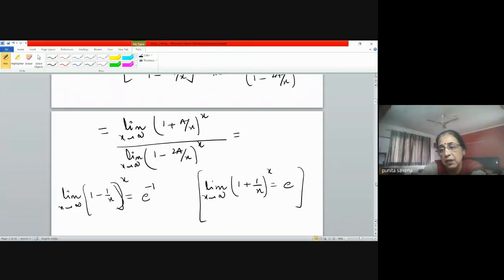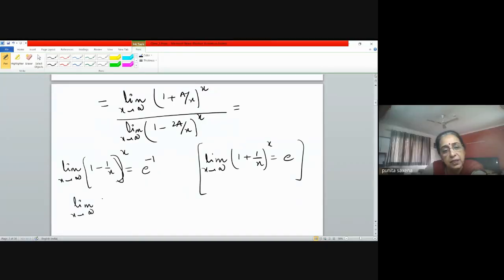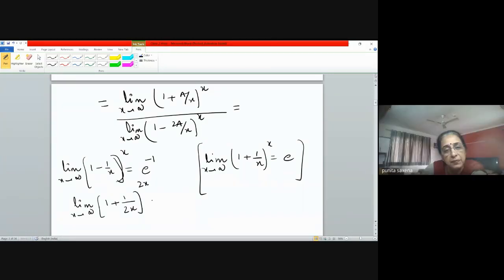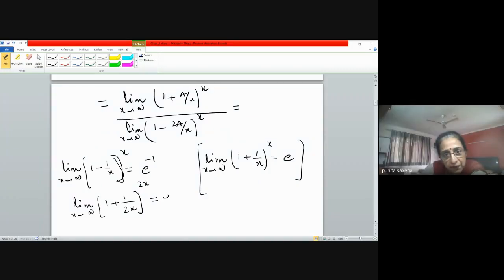राइट. और एक और दिया था या यही दिया था? Limit x tending to infinity (1 plus 1 by 2x) to the power 2x. ये कितनी आई? e. ये भी e आई.